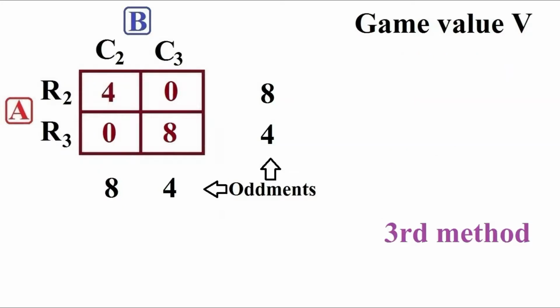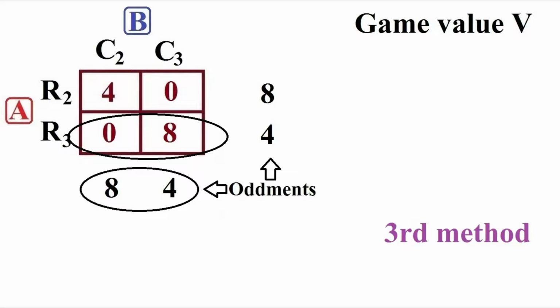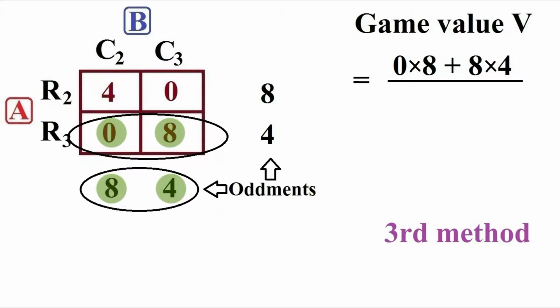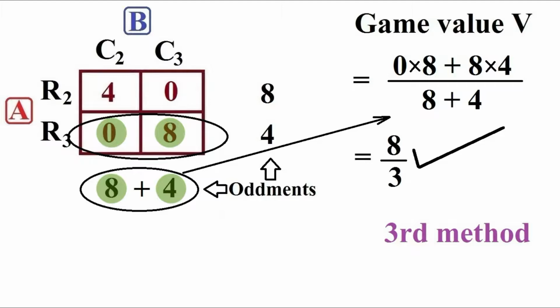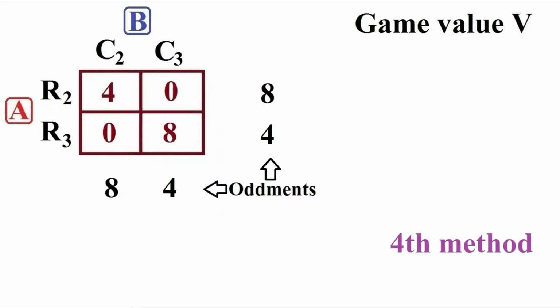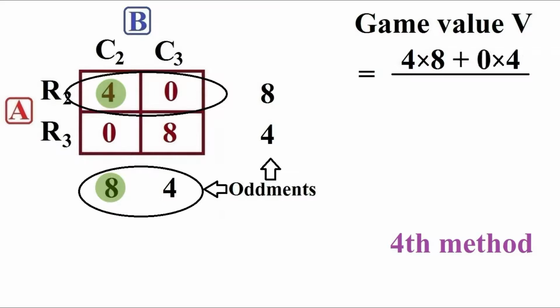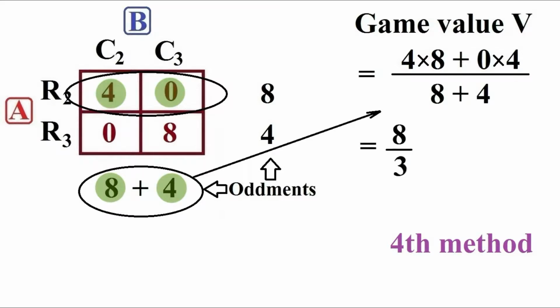Third calculation. This time select the oddment row along with any one of the two rows, say this one. So 0 into 8 plus 8 into 4, divided by the sum of these oddments, 8 plus 4. And we have the game value of 8 by 3 once again. Fourth and last method: same oddment row, but this time with the other row. We multiply the values next to each other, and get 8 by 3 again as the game value. So this is how we can obtain the game value with 4 different calculations in the arithmetic procedure. But we have to do it only once, not 4 times by all 4 methods.